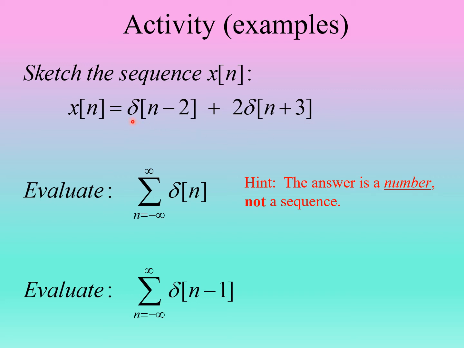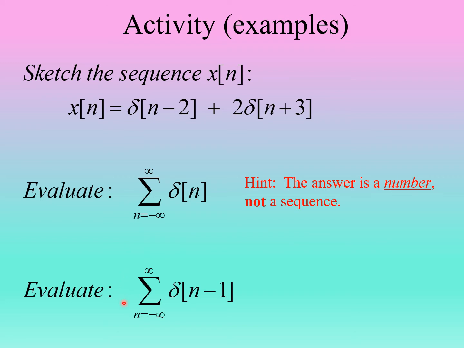Now remember, these are of course delta functions, and you already know how to handle these shifts here. We did these in one of the previous parts of this chapter's lectures. The second activity is to evaluate the sum from n equals negative infinity to positive infinity of the delta function. And here's a hint: the answer is a number, not a sequence.